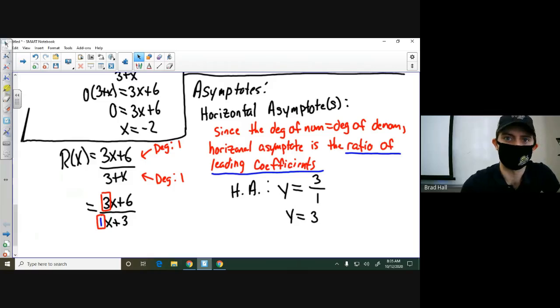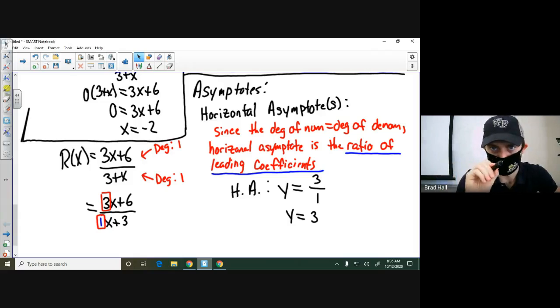So if anything, this tells us the horizontal asymptote. Horizontal goes left and right. So it means that you would have one of those red dotted lines, or just, well, it doesn't have to be red. You would just have a dotted barrier at y is equal to 3. And that makes sense left to right because that's how horizontal works.